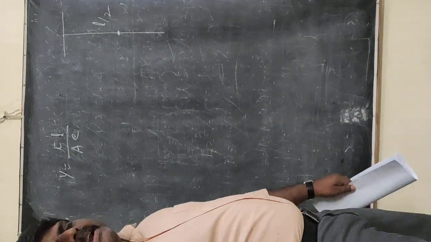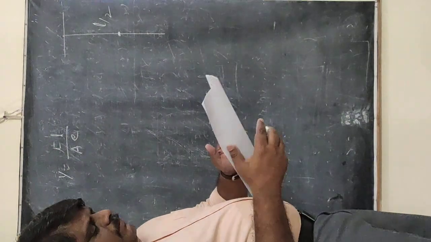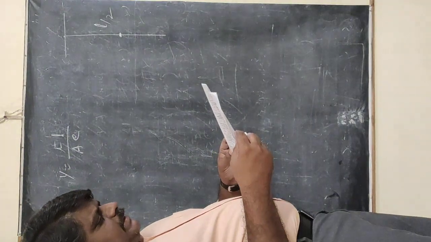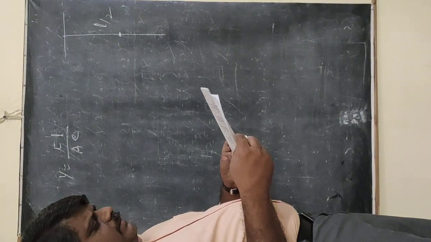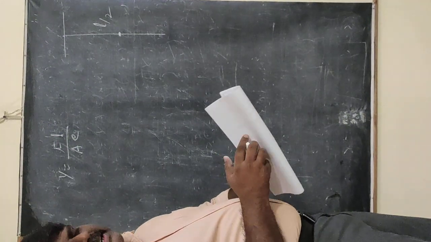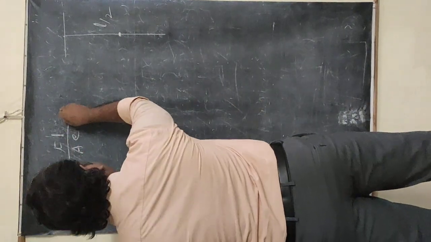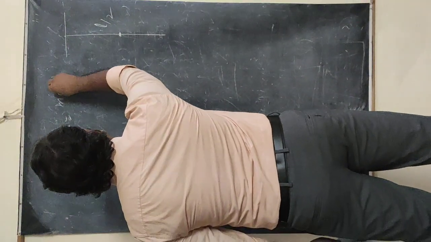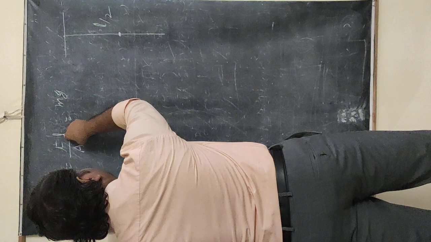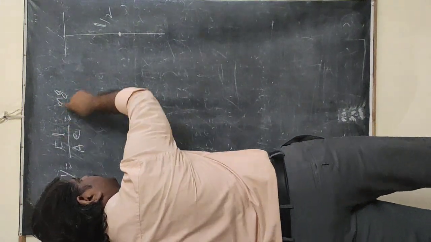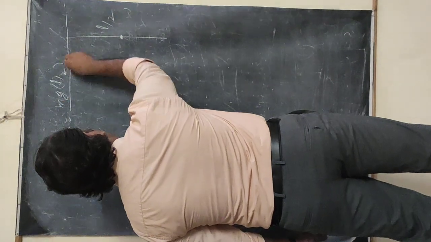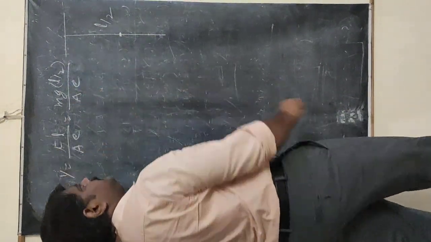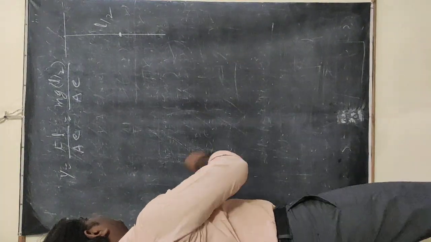Here A is the area of cross section, which is pi r square, because in the problem the area of cross section is given directly. Then F can be written as M into g, and L means half of the length, L by 2, by A into e. Now go and simplify this equation.